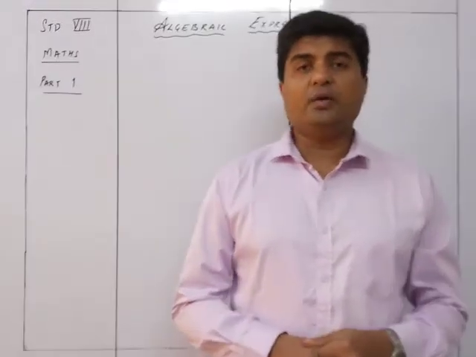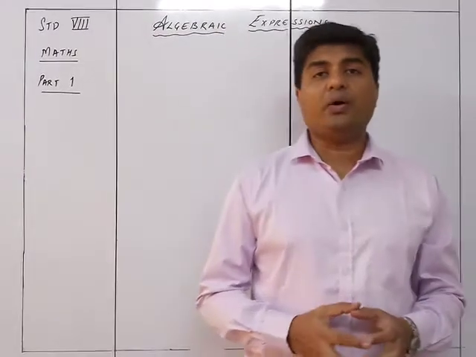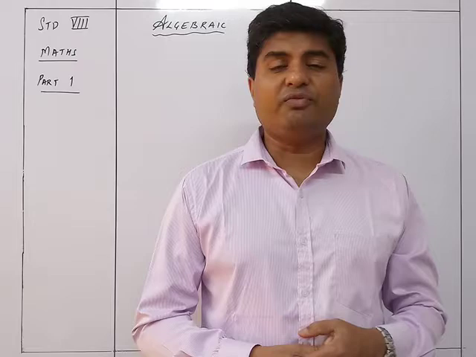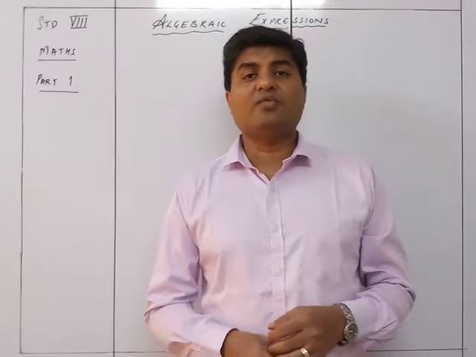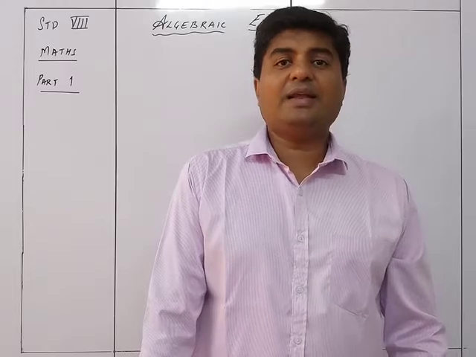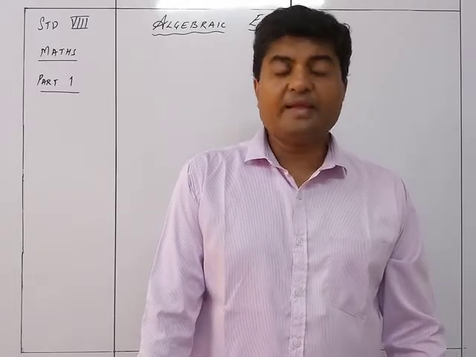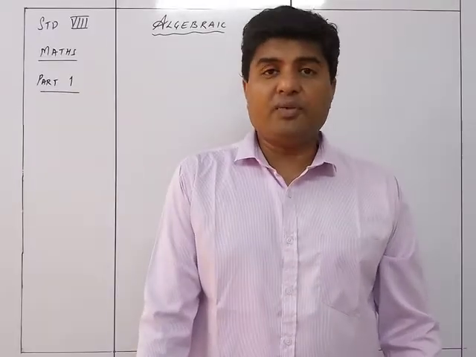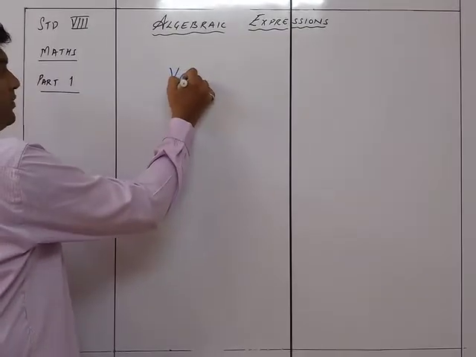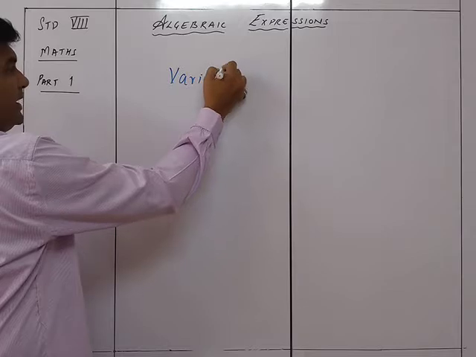So in algebra, what we see is that we have got the numbers accompanied with some alphabets, and the value of the alphabets is not fixed, okay? That keeps on varying. And that's the reason these alphabets are called as variables.